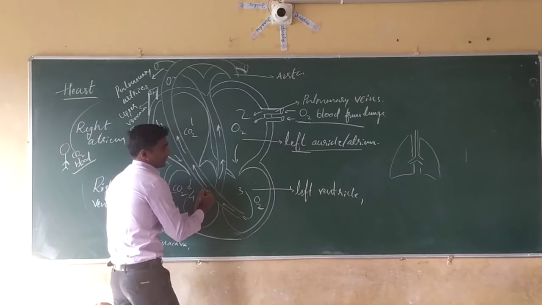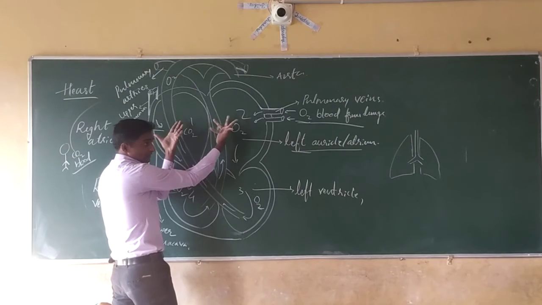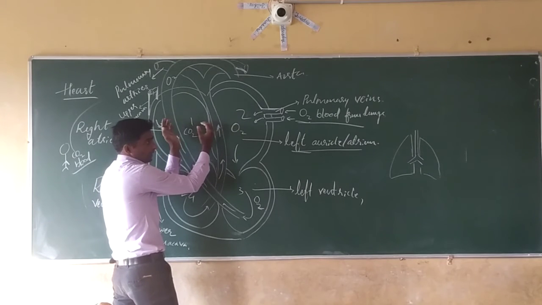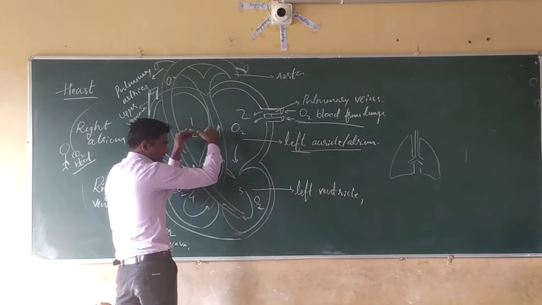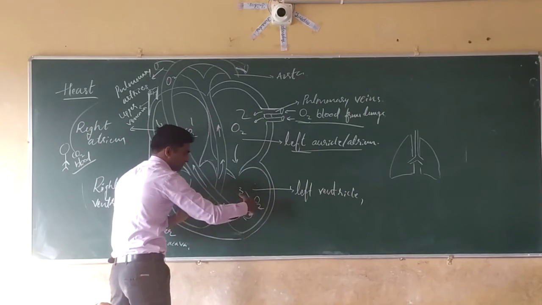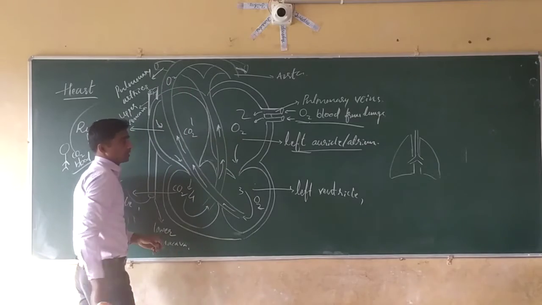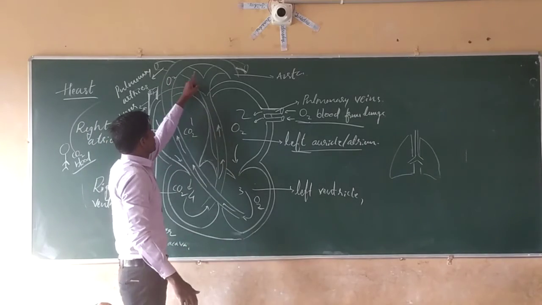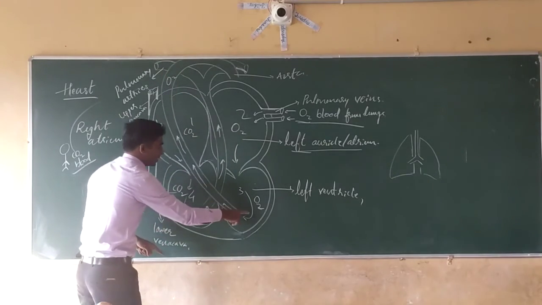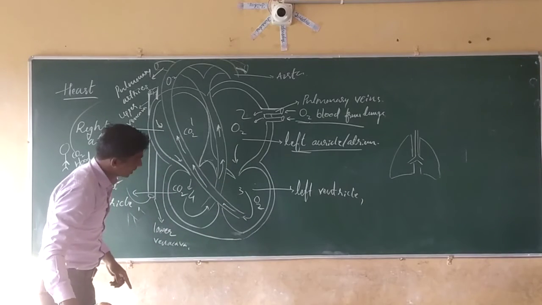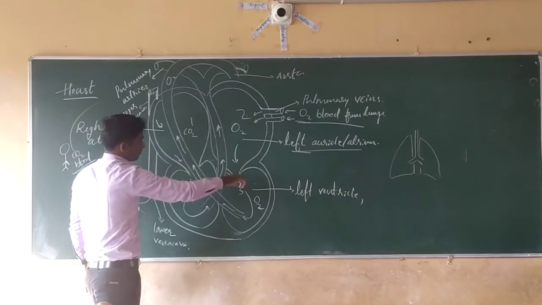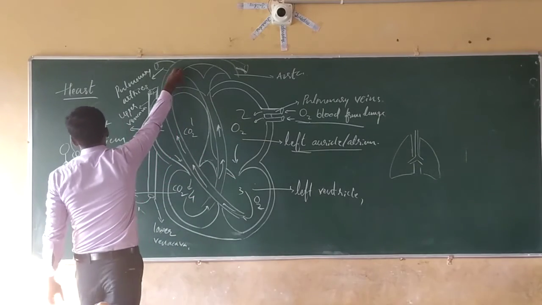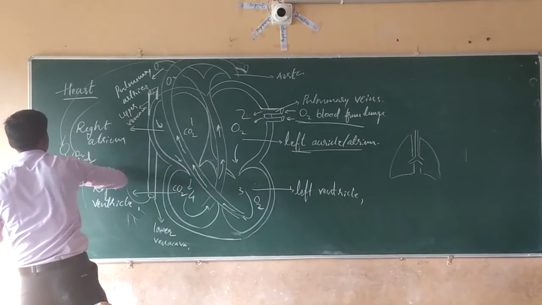When it contracts, it relaxes. When the upper chamber contracts, the lower chamber relaxes. When it contracts, the blood flows down. When it contracts, the blood will flow into these blood vessels. And next, from here, the purified blood will go to the aorta, and from the aorta it will go to the body.